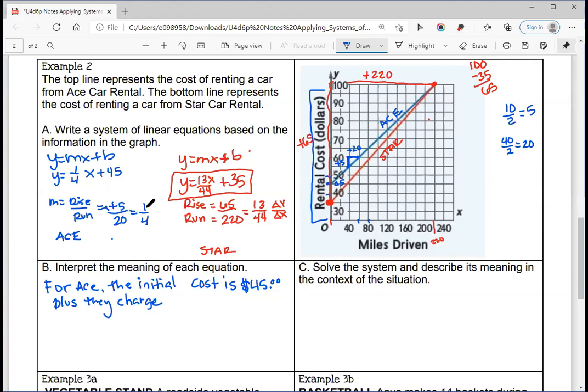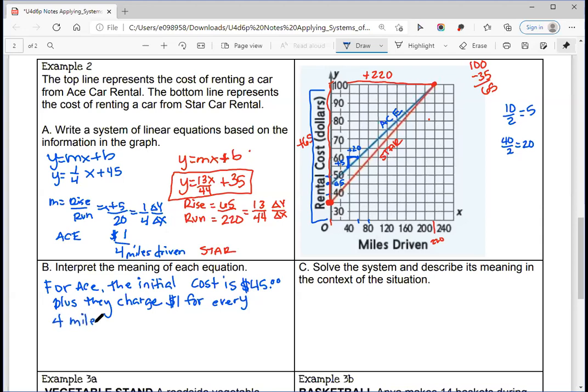And when we look at our slope, that's 1 over 4. That's the change in y over the change in x, right? So we're looking at $1 for, no pun intended, 4 miles driven. Do you see how we get that? Because that's the change in y, the unit is dollars, and the change in x, the unit is miles driven. Plus they charge $1 for every 4 miles driven.